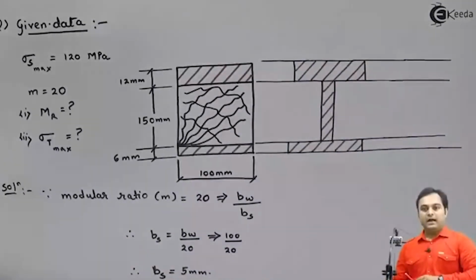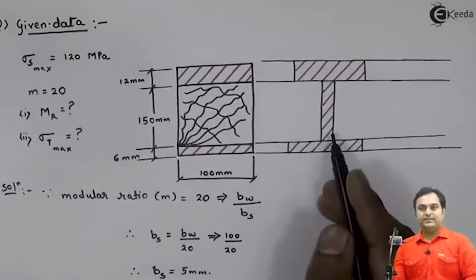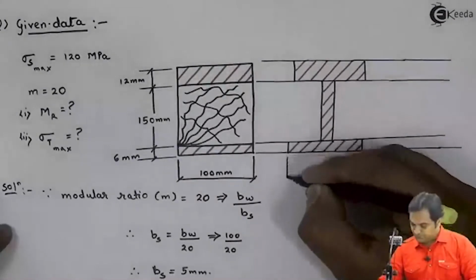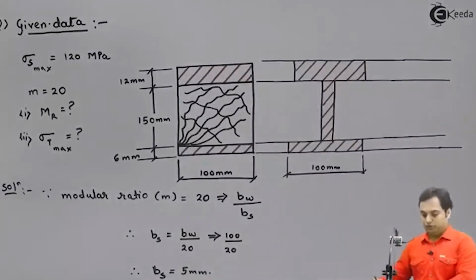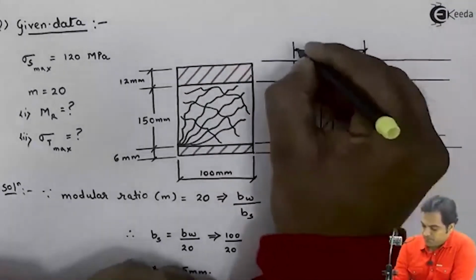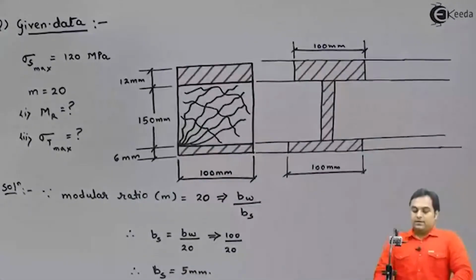Now, I have converted this wooden section into a steel section. So throughout I have only steel here. I would be marking the dimensions here. 100 mm is the width at bottom. Similarly, 100 mm is the width at top level.